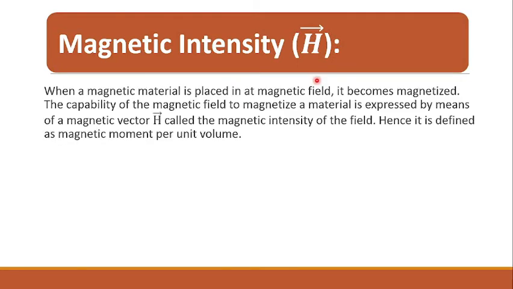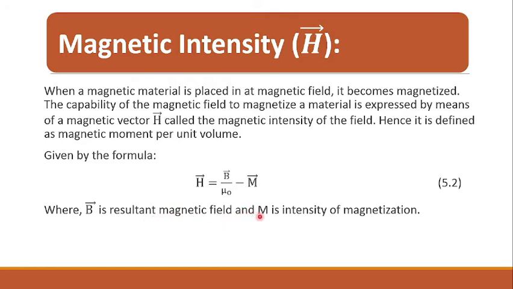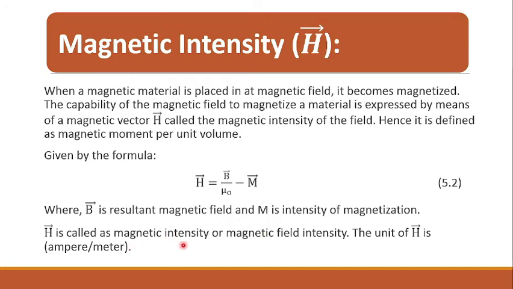When the magnetic material is placed in a magnetic field, it becomes magnetized. The capability of a magnetic field to magnetize a material is expressed by means of a magnetic vector H vector called the magnetic intensity of the field. Hence, it is defined as the magnetic moment per unit volume. So, it is given by the formula H vector is equal to B vector upon mu 0 minus M vector, where B vector is the resultant magnetic field and M is the intensity of magnetization. So H vector is called the magnetic intensity or magnetic field intensity.